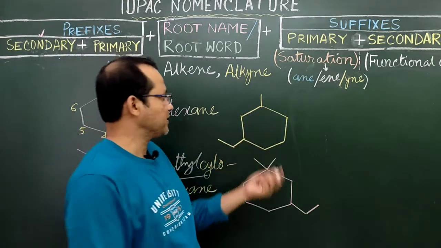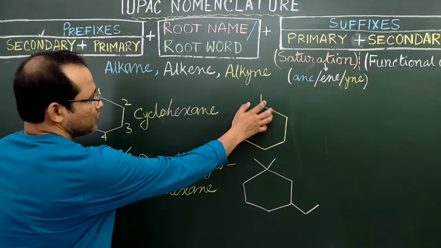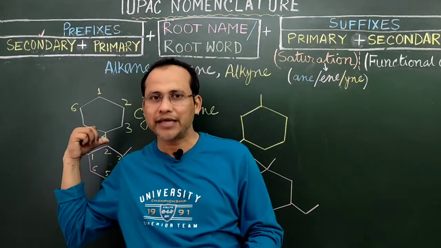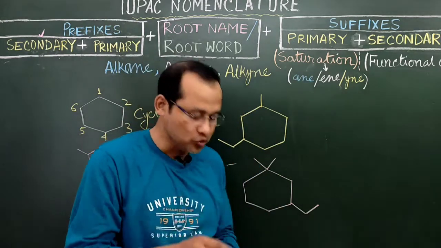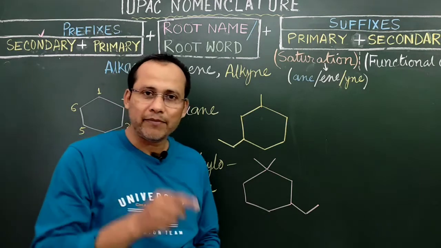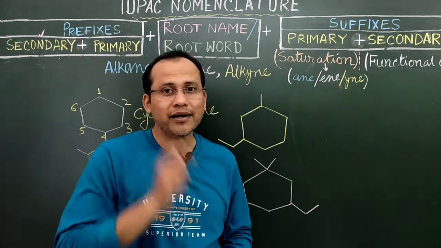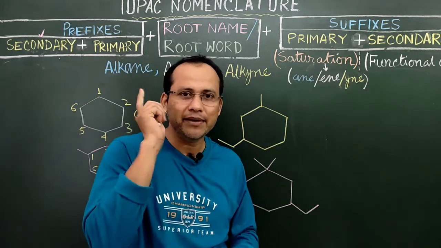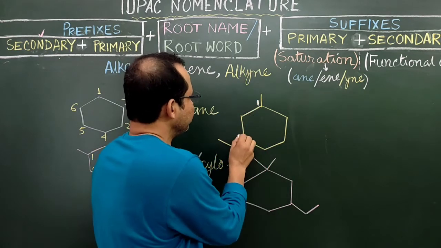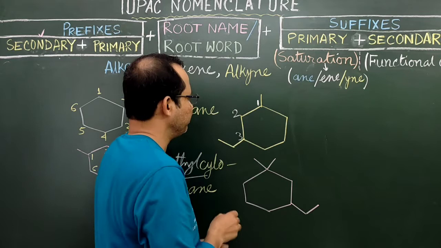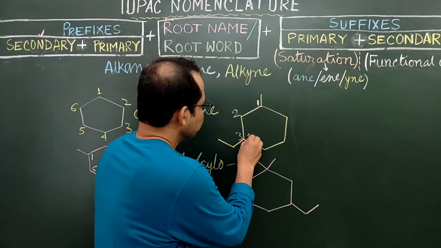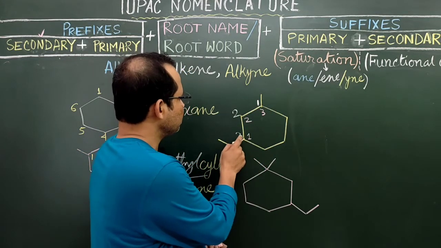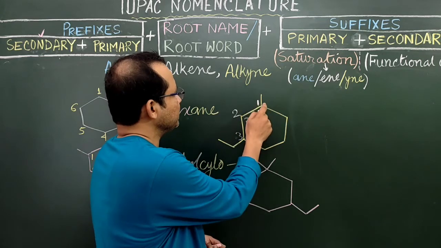Now come to this example. What is the difference between this and this? Here also two substituents are there, but in this case the substituents are of different types. Here two methyl groups are there, here one methyl and one ethyl group is there. Now if this be the case, again numbering is to be done. How to do the numbering? Numbering should be done in such a way that first of all the substituents get the minimum number. Now if we give this one as 1, then it will become 3 if we move in this way, and if we go from here, 1, 2, 3, it will be 3. So this group is either 1 or 3, this group again is either 3 or 1.